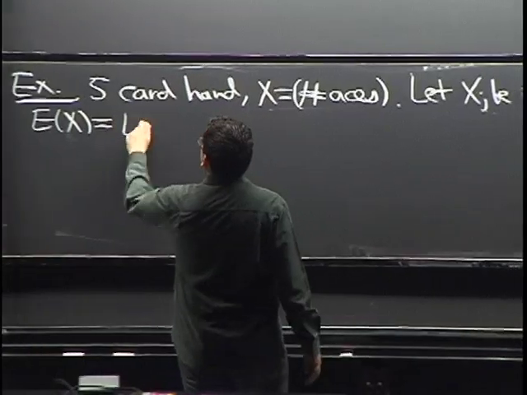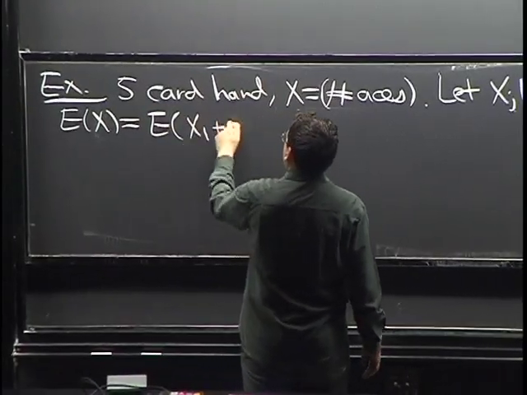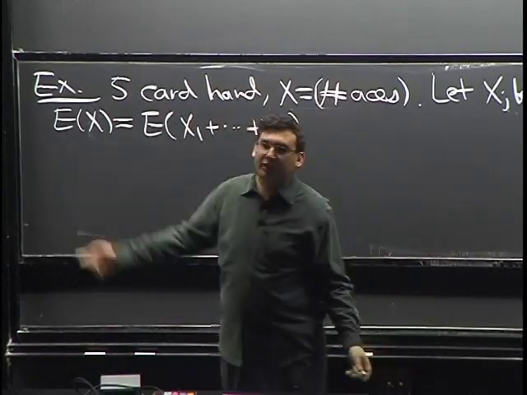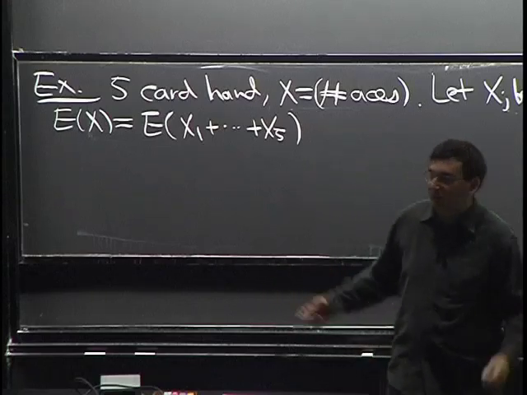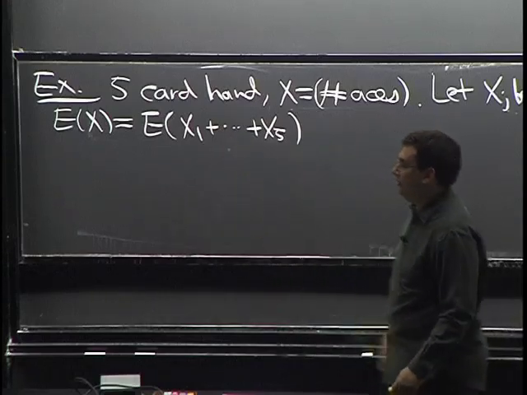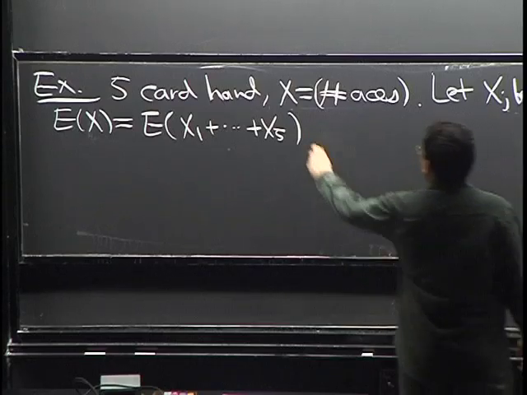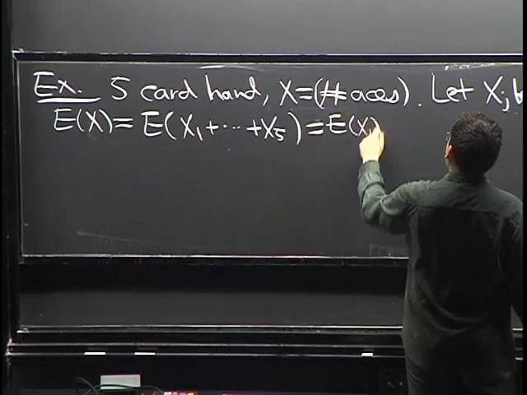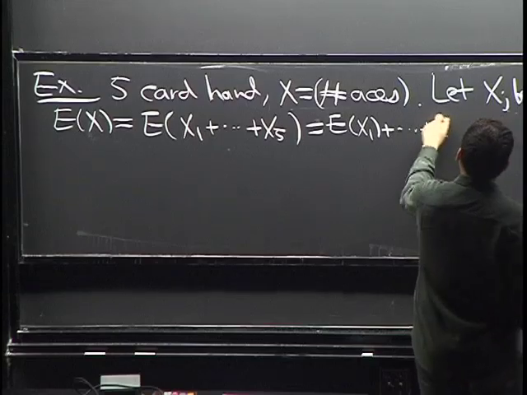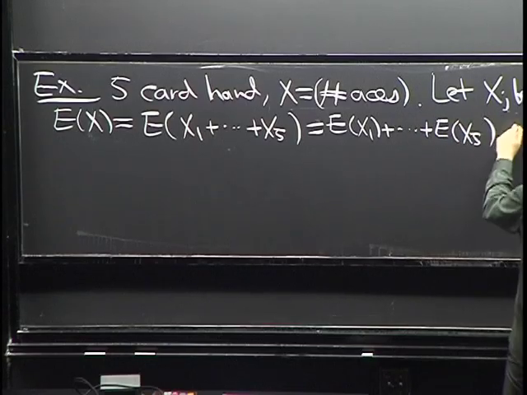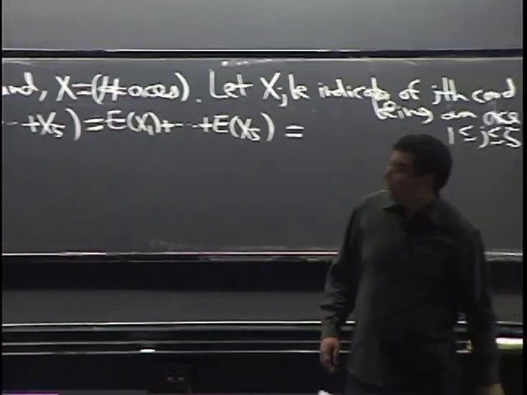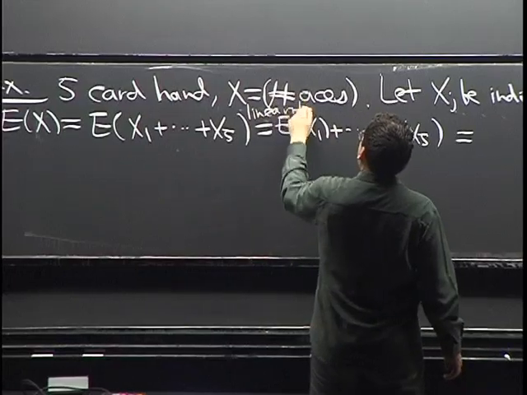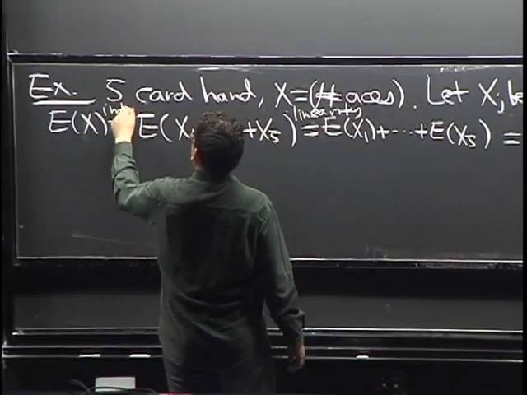So therefore, we can think of X as just being the sum of these indicators, right? That's just how we count. If we want to count to 3, you go 1, 2, 3. You just add 1 each time you want to increment. By linearity, that's just the sum of these. So this step is indicator random variables, and this is linearity.